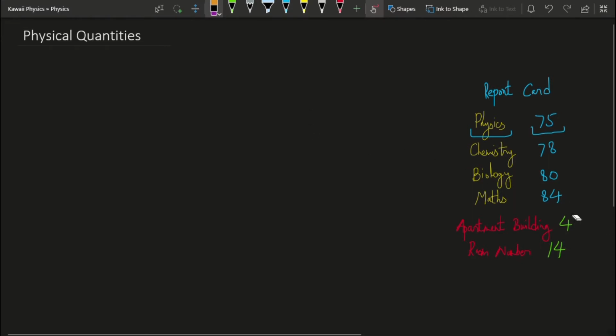And let's again do the same thing. If I remove the apartment building, you just can't tell what 4 is conveying the information about. So this is a general real life, everyday life example. You need a numerical value and some category in which you are trying to convey the information.